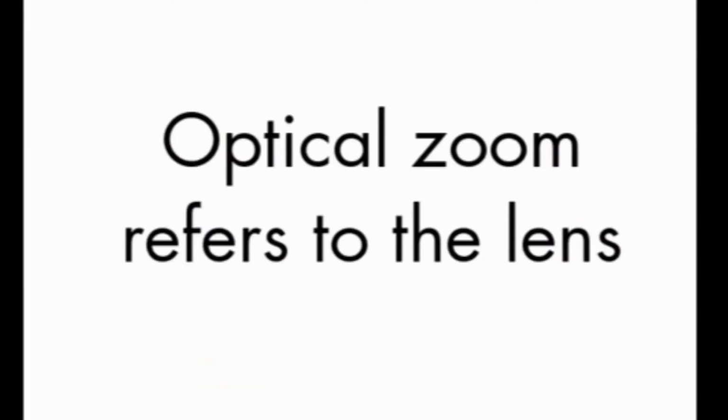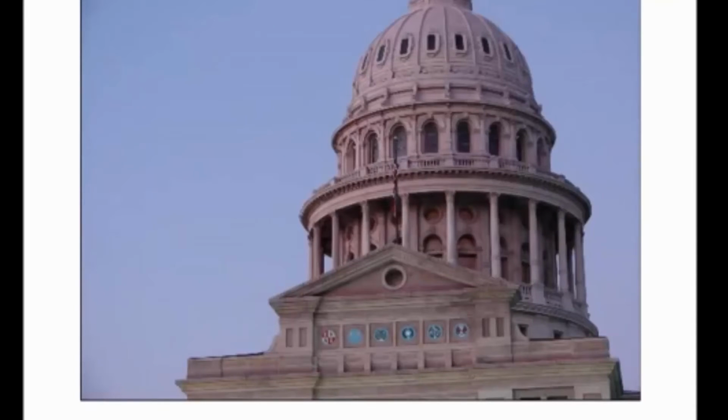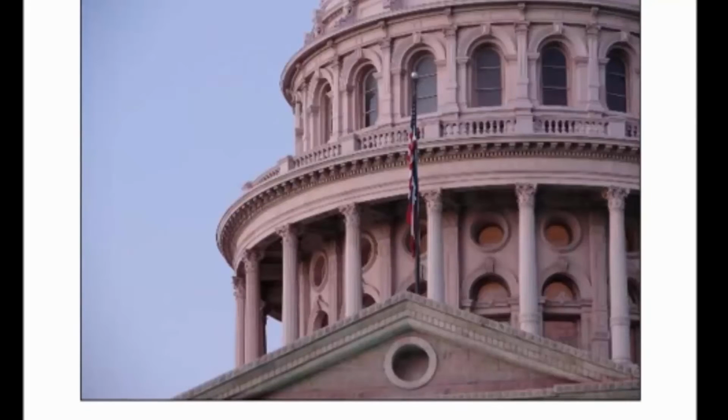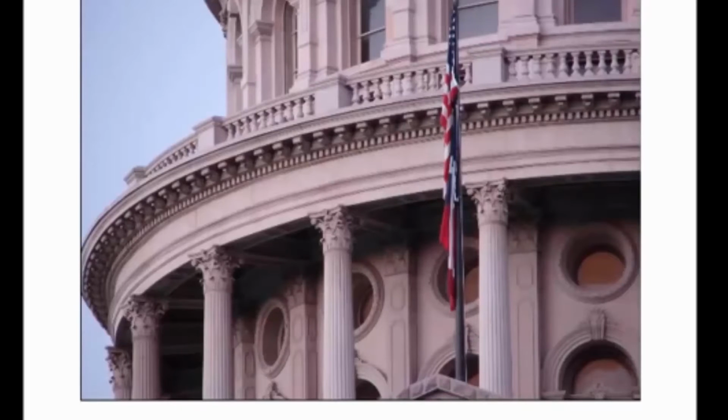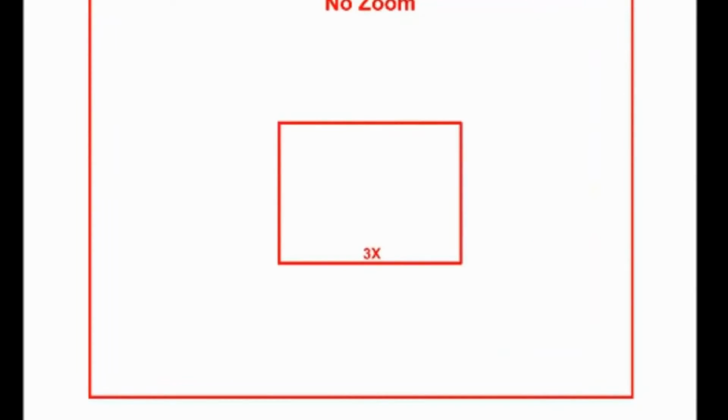Pay attention to the optical zoom numbers, which refer to the lens, and ignore digital zoom, which only crops into the digital image. We took 4 photos standing in the same spot at wide angle using no zoom, 3 times optical zoom, 6 times optical zoom, and 12 times optical zoom. You can see on this layout that the 3 times zoom actually comes in quite a bit on the subject, but 6 and 12 times zoom come in even closer.